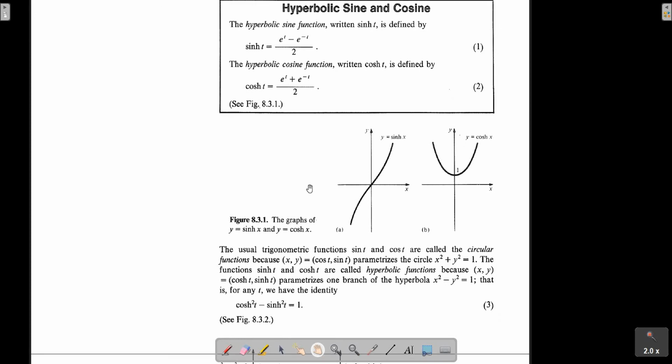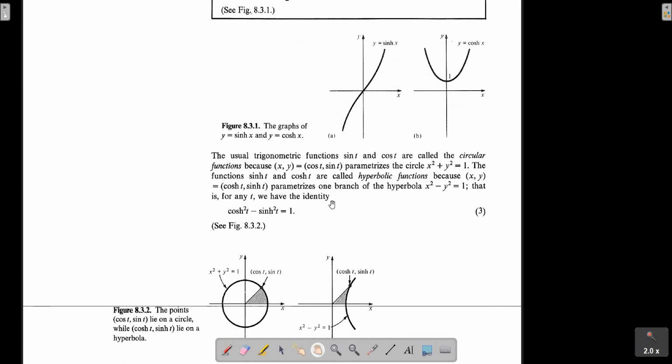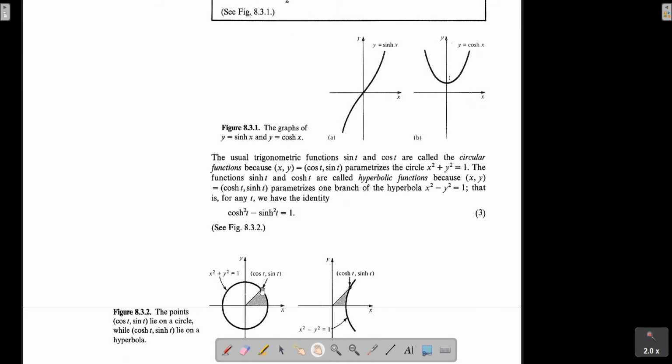Next we have to draw the graphs of the hyperbolic sine and hyperbolic cosine. How will you draw this graph? This is the hyperbolic sine function and this is the hyperbolic cosine. The usual trigonometric functions sine t and cos t are called the circular functions, because the point lies on a unit circle. The parametric coordinates of a unit circle are cos t and sin t.